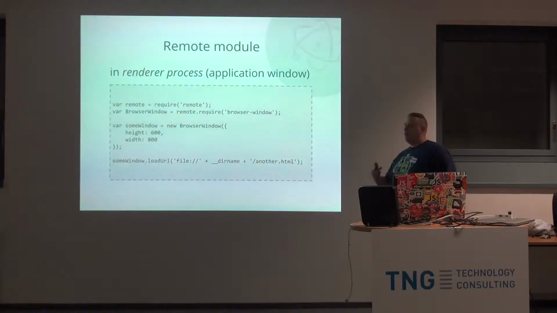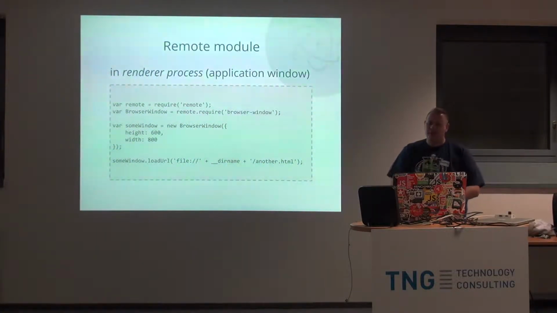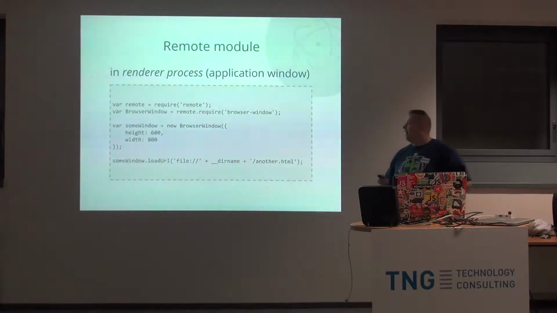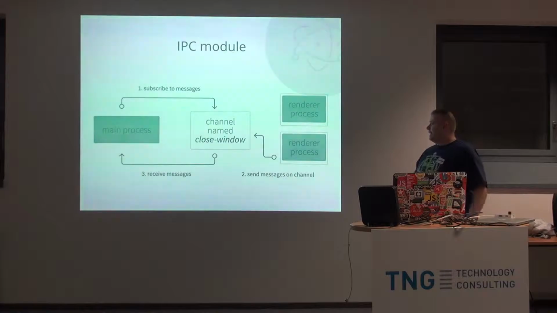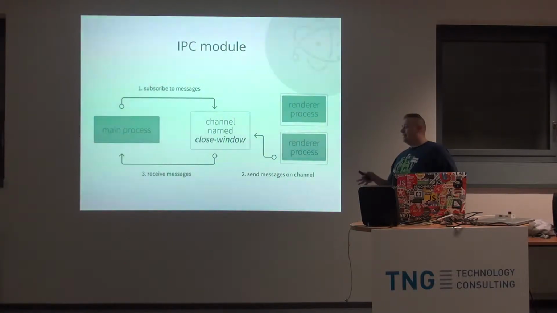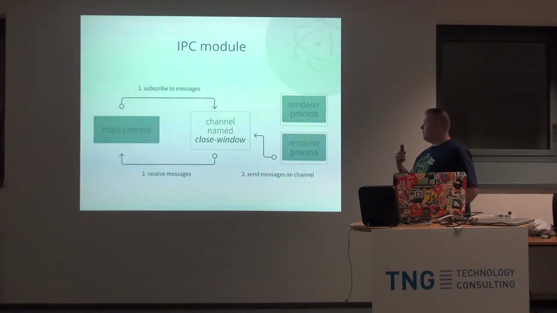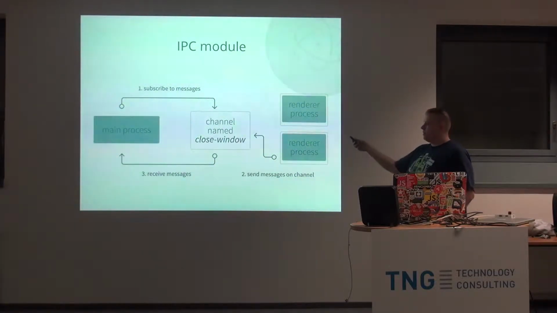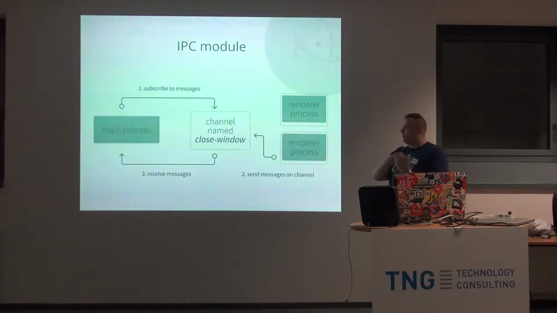So that's the remote module. Pretty easy. If you want a more serious type of inter-process communication, so IPC, you're going to use the IPC module. It's also very easy. Everyone familiar with messaging channels and so on already knows it. So you've got a channel with a name. You take a process, subscribe to it, and every time someone sends a message on a channel with that name, it's going to get that message.